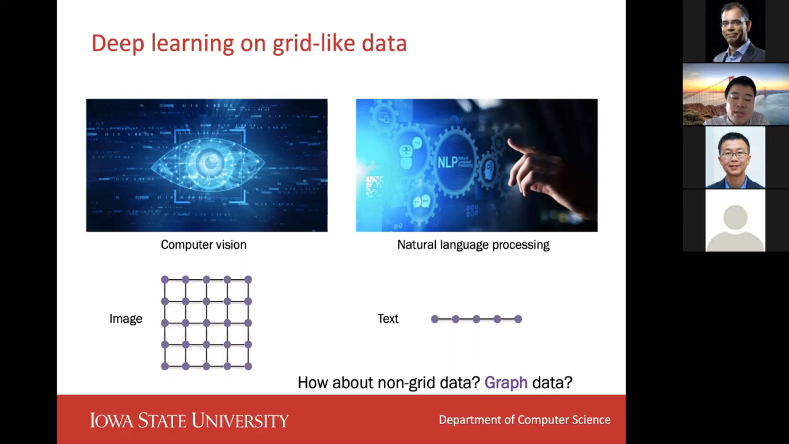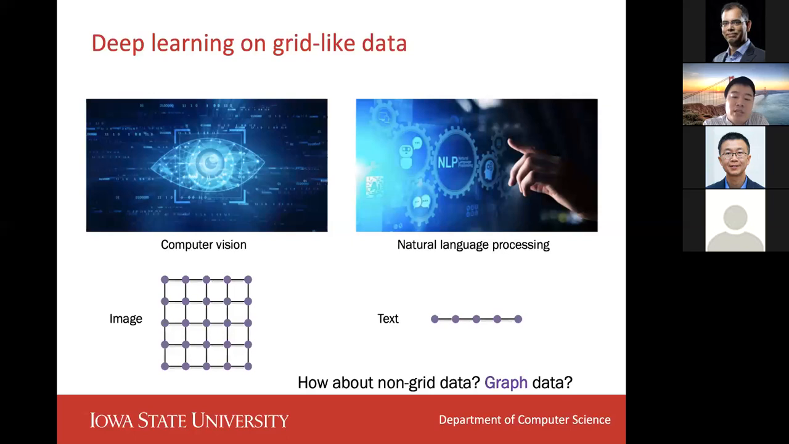When we take a look at the data in these fields, they are mostly grid-like data. For example, in the field of computer vision, an image can be represented as a 2D grid. We can use each pixel on the image as a node on the grid, and the adjacent pixels are connected by edges. Similarly, text data can also be represented as a 1D grid. We can use words or characters as nodes in this grid. However, not all data can be converted into grids, such as graph data. So a natural question will be, does deep learning also work on graph data?